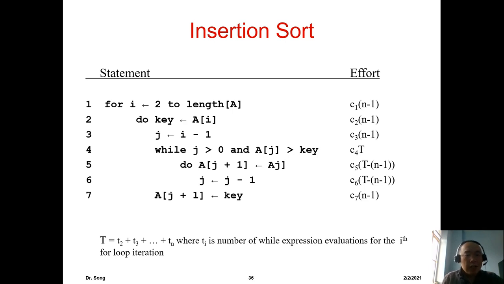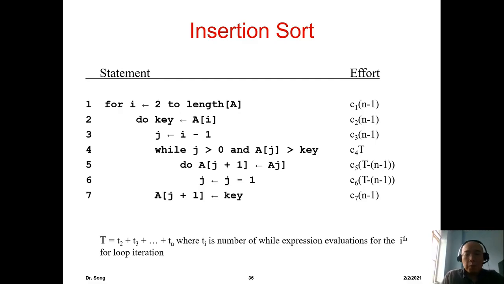Why is line 7 going to be executed n-1 times? Remember, for each value to be inserted into the sorted portion, it doesn't matter where we are going to insert it, we are going to do the insertion. So line 1, line 2, line 3, and line 7 are going to be executed once for every value to be inserted into the sorted portion. Okay, so far so good.